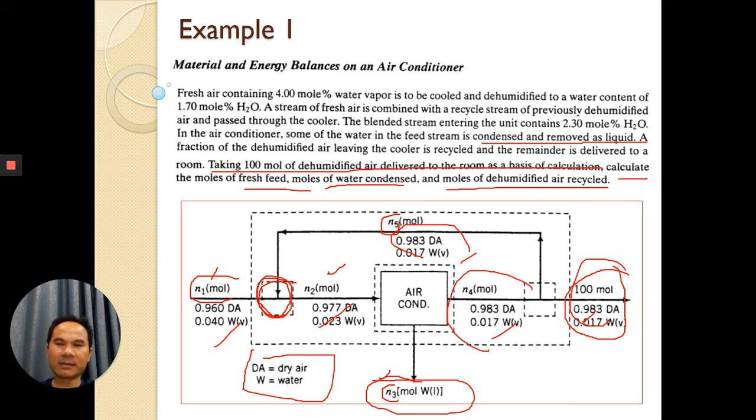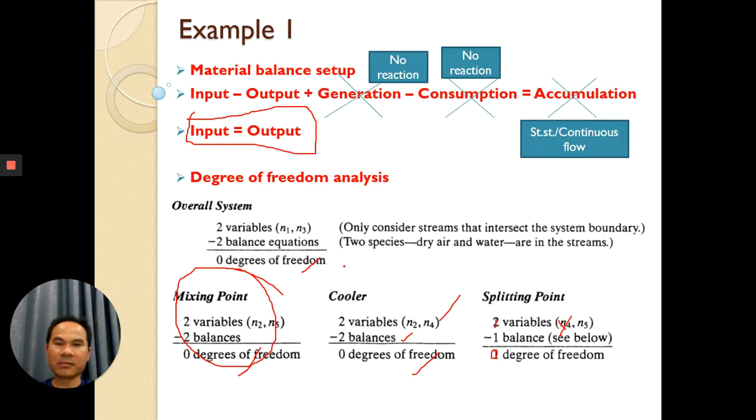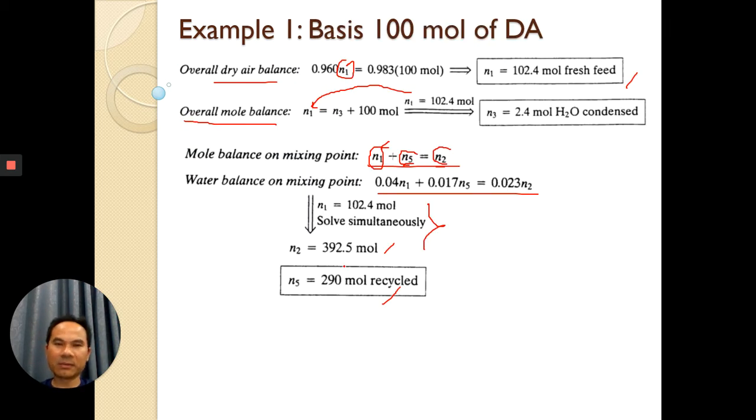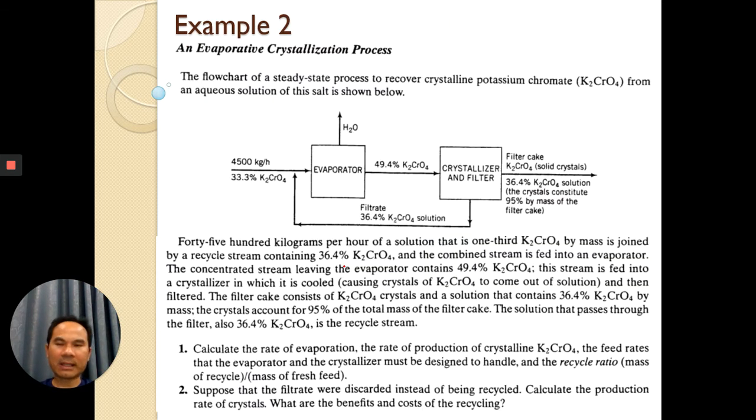Fresh feed is N1. Mole of water condensed is N3. Mole of dehumidified air recycle is N5. Okay, you get the answer already. It's not necessary to do more. Okay, the next example is for an evaporative crystallization process.